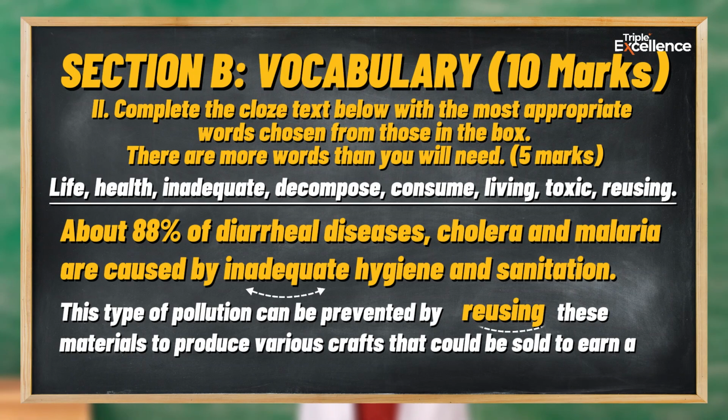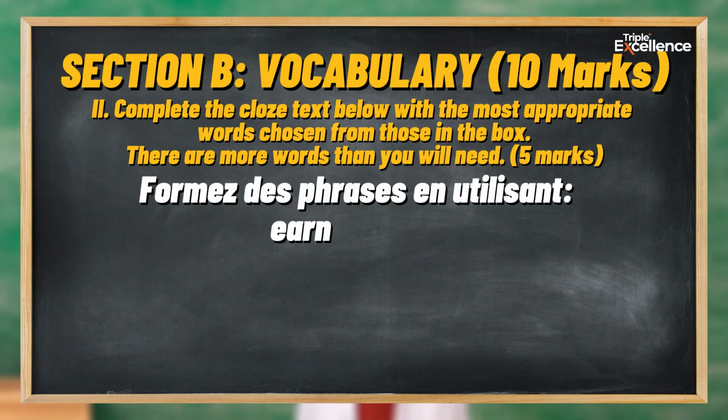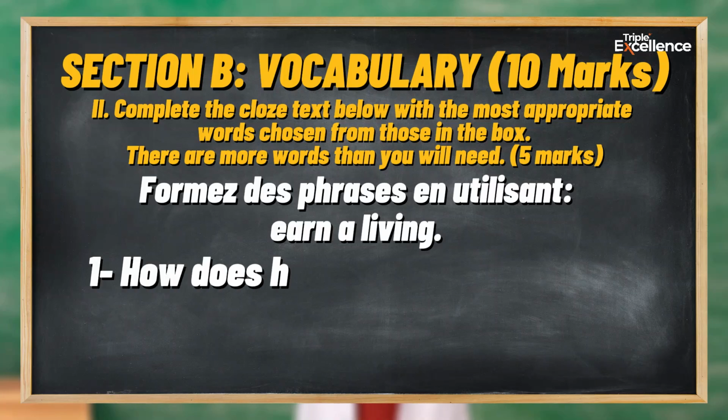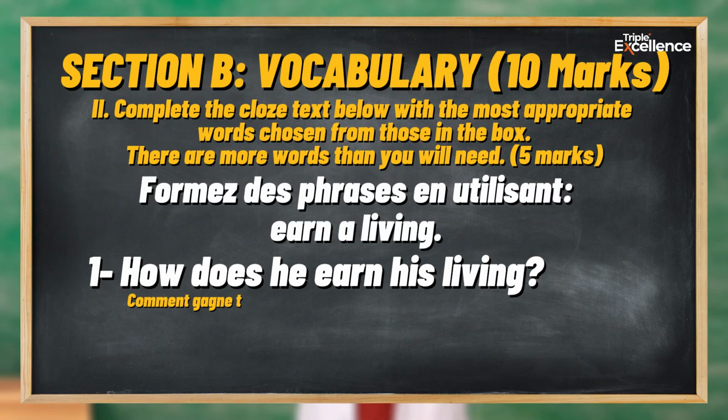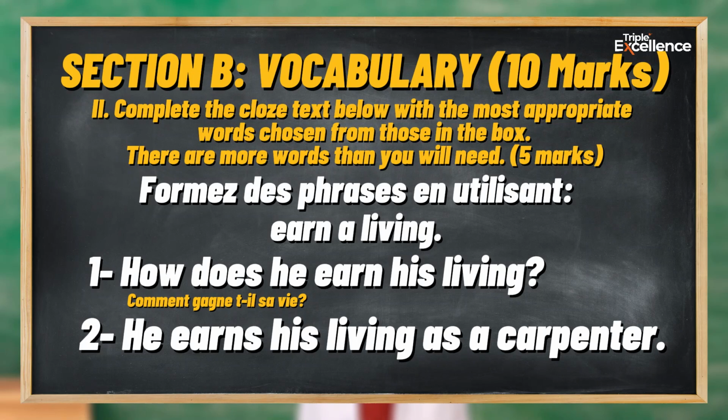By reusing this material to produce various crafts that could be sold to earn a living. To earn a living, c'est une expression très intéressante qui signifie gagner sa vie. So to earn a living is to work to have money to pay for food, clothing, housing, and needs. And can you try to make some sentences with "earn a living"? How does he earn his living? Comment gagne-t-il sa vie? He earned his living as a carpenter. Il gagne sa vie comme charpentier.